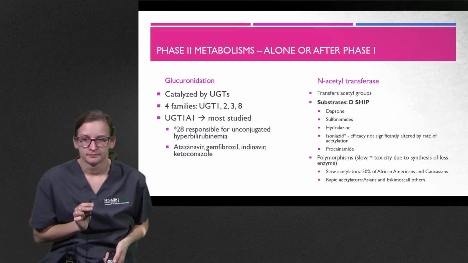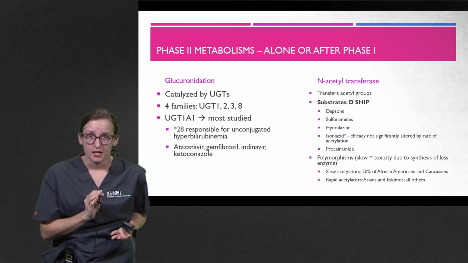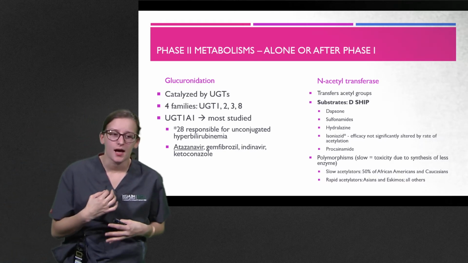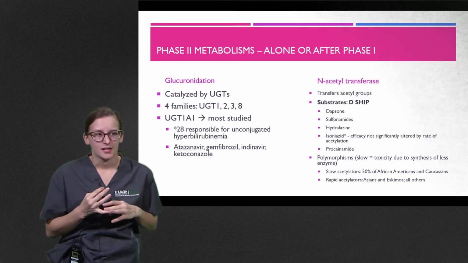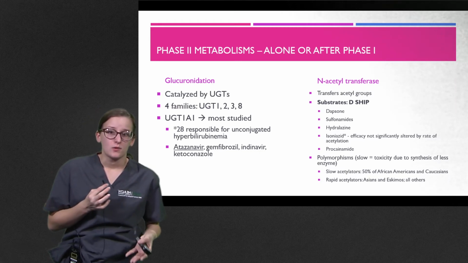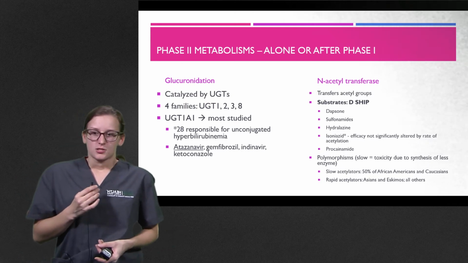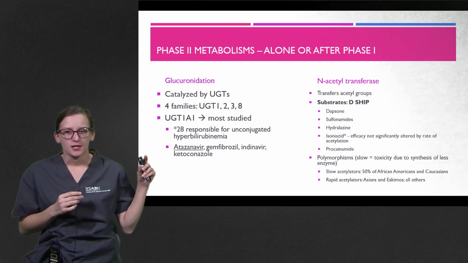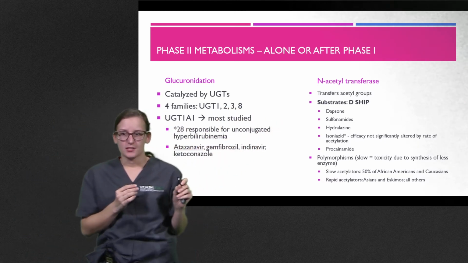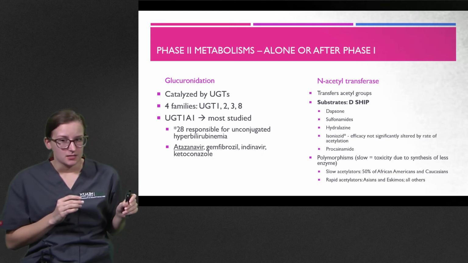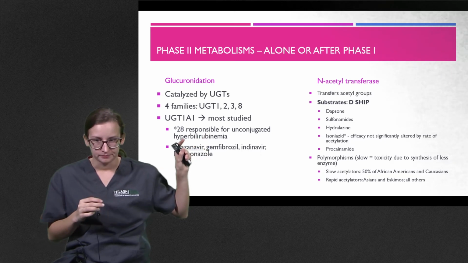So yeah. All right, so phase 2 metabolism, these can occur either by themselves or after phase 1. They might also be able to occur before phase 1, but there aren't any studies that I saw that showed that happening, but just know that it can occur by itself. It doesn't have to follow phase 1. So you have these two different ones, glucuronidation and NAT, N-acetyltransferase. And then the biggest thing you want to take away from this is that UGTs, there are 4 different families.